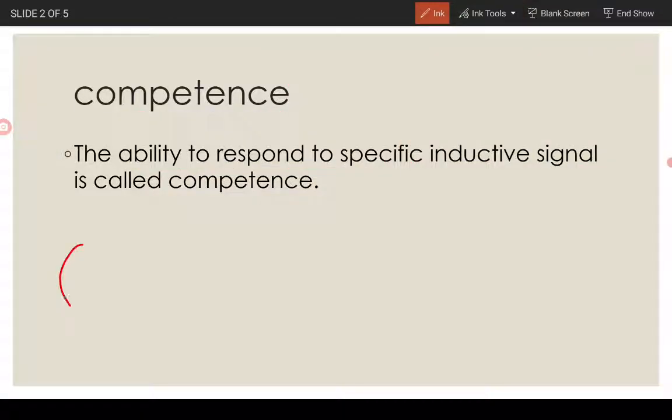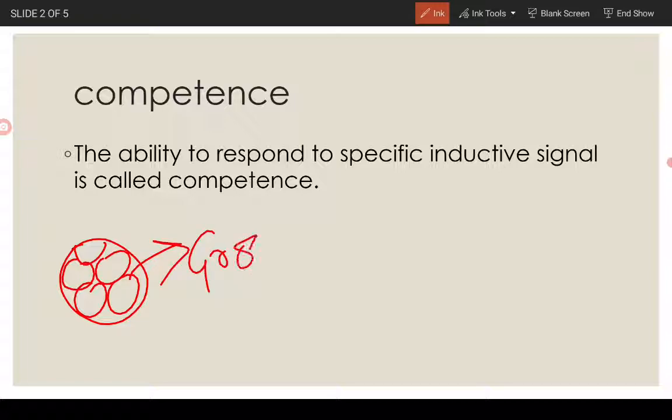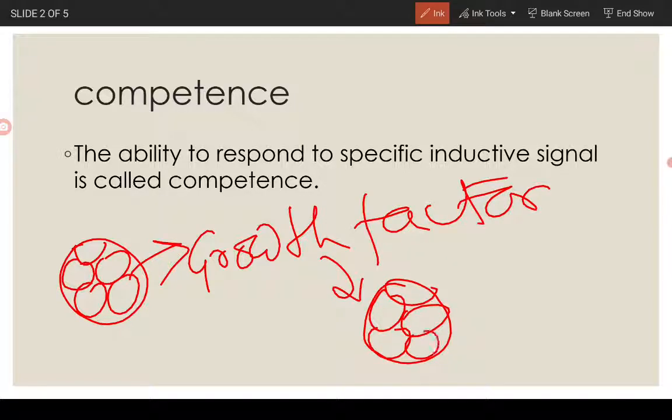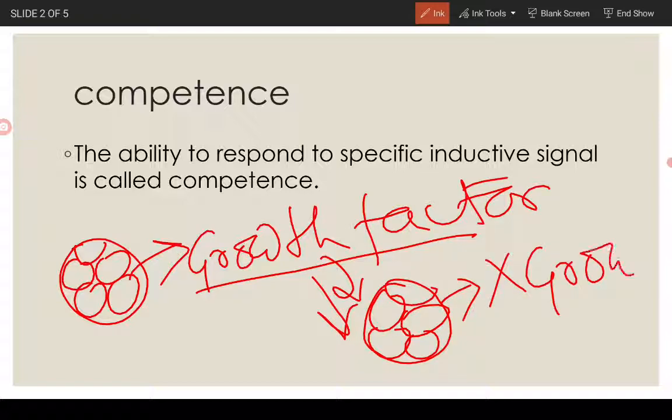For example, if this is a group of cells that produces a growth factor, and this growth factor goes to another group of cells, but this growth factor could not induce growth. No growth occurs in these group of cells, so that means these are not competent cells.